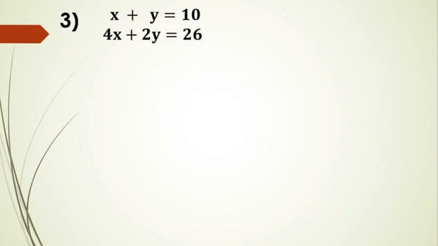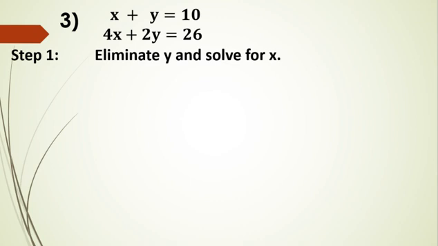For the third example, let us solve the system x plus y equals 10 and 4x plus 2y equals 26 by elimination method. Step 1. Eliminate y and solve for x. Bakit y ang napili nating i-eliminate muna sa step 1?